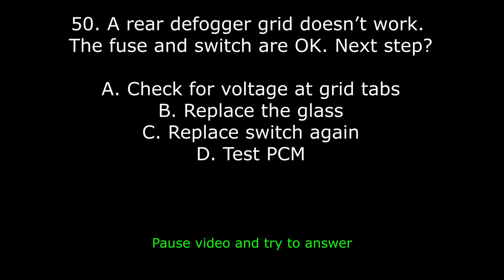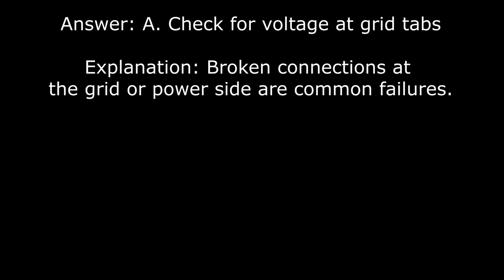50. A rear defogger grid doesn't work. The fuse and switch are okay. Next step: A. Check for voltage at grid tabs. B. Replace the glass. C. Replace switch again. D. Test PCM. Answer: A. Check for voltage at grid tabs. Explanation: broken connections at the grid or power side are common failures.